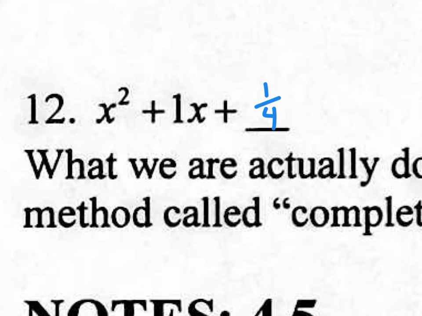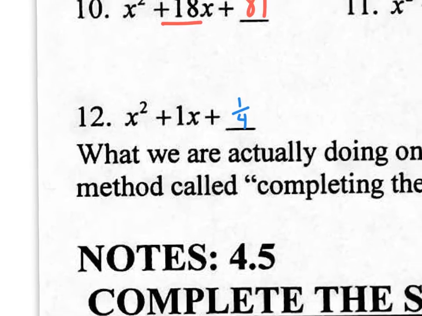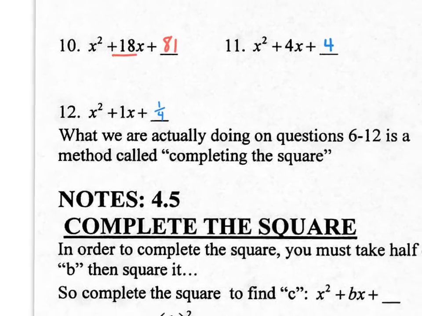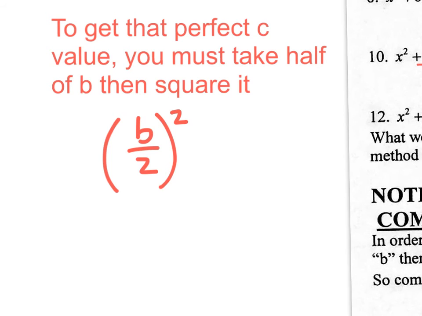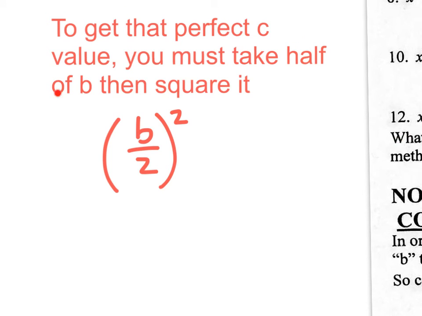Anyway, what we're actually doing on questions 6 through 12 is a method called completing the square. And this is what you actually need to know. This is what's really important for today. To get that perfect c value that you're looking for, you must take half of b, then square it. b over 2, square it, right? We're going to pick up on this in the next video.